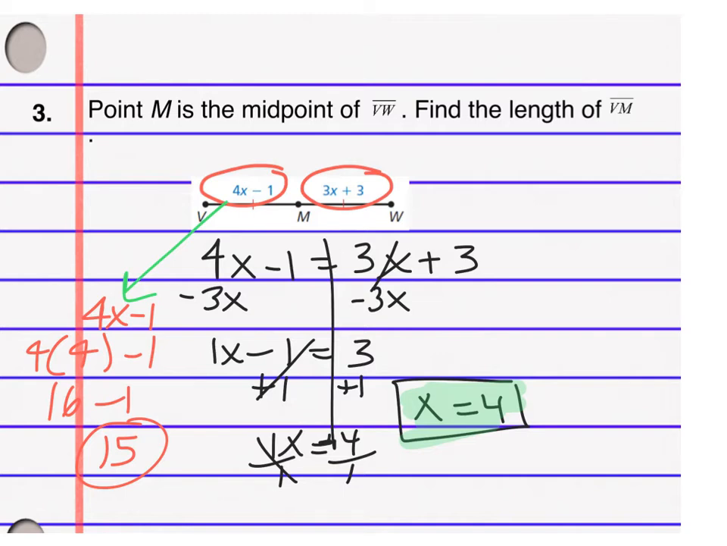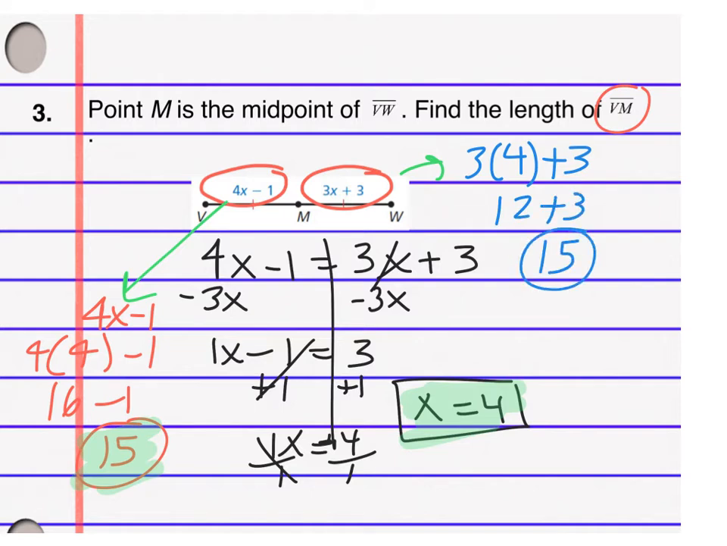Now the question just asked for VM, so technically I am done. It takes you probably maybe 1 minute, and it's a really good idea to check your answer. So 3x plus 3, 3 times 4 plus 3, 12 plus 3, 15. It's just a good idea to check. It gives you that peace of mind that your answer is right, but it's not technically necessary.